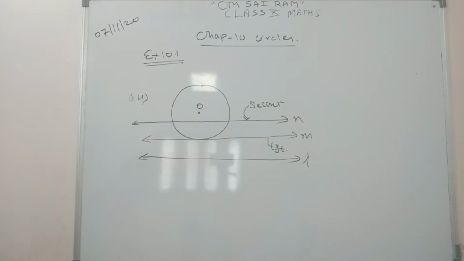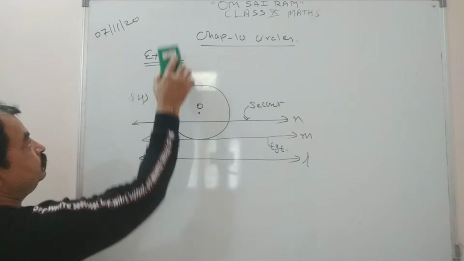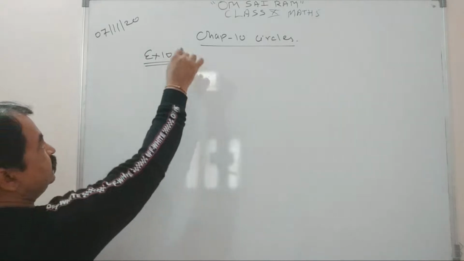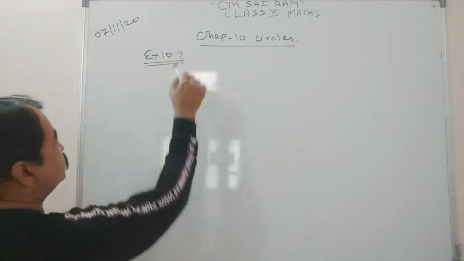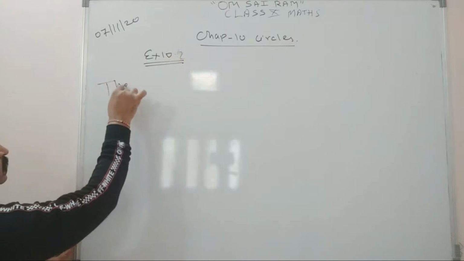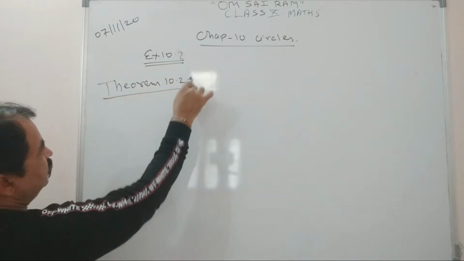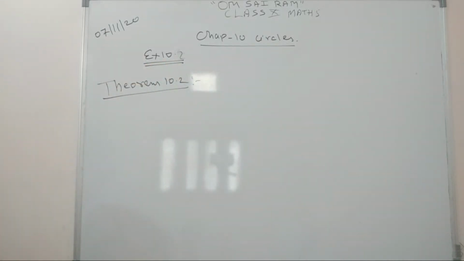What does theorem 10.2 say to us? The lengths of tangents drawn from an external point to a circle are equal. So first I'll write the statement for theorem 10.2, children. Definitely with this we proceed to exercise 10.2 after completing this theorem, children. So this is theorem 10.2, right children?